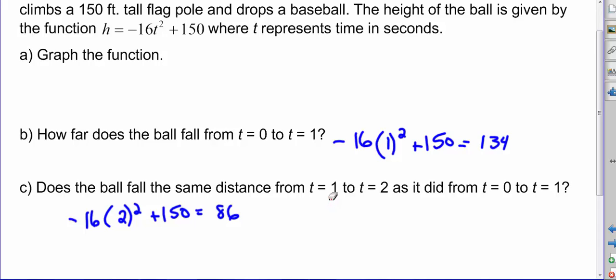So that tells us this. In the first second, the ball is going to fall 16 feet. In the second second, so from second 1 to second 2, the ball is going to fall farther. It's going to fall another 48 feet. Okay, so the answer to C is no. The ball is not going to fall the same distance in that second as it does in the first.